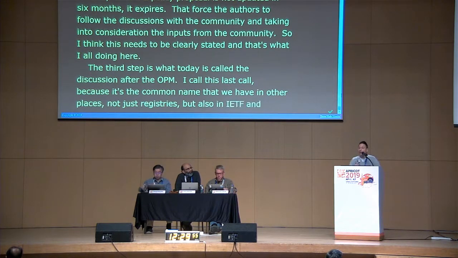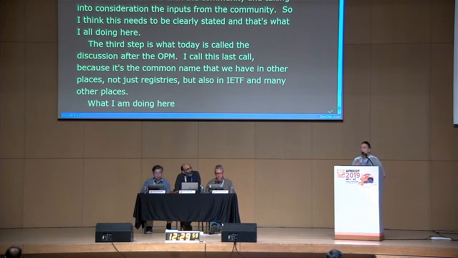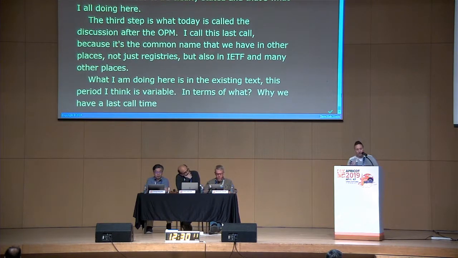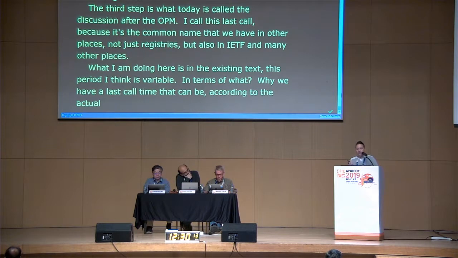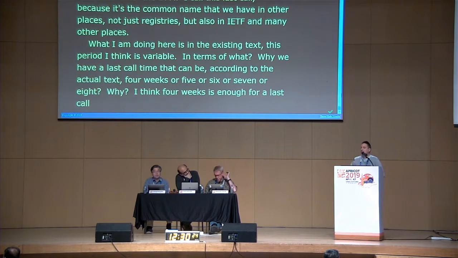So what I am doing here is, in the existing text, this period, I think, is variable. Why do we have a last call time that can be, according to the actual text, 4 weeks, or 5, or 6, or 7, or 8? Why? I think 4 weeks is enough for a last call. So I am fixing that term to strict timing.